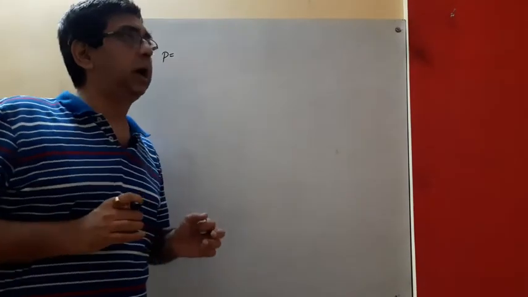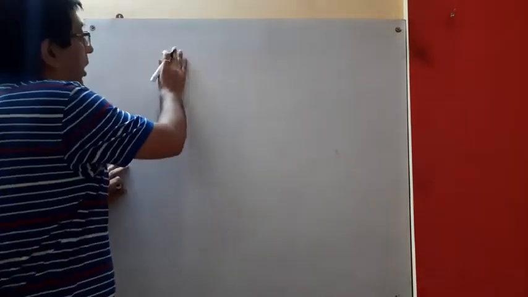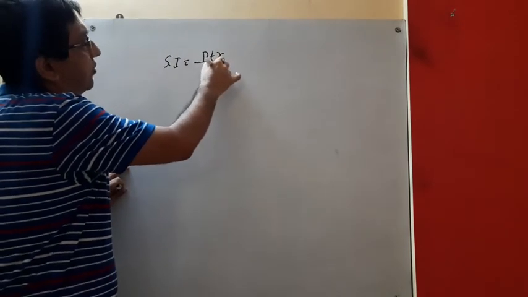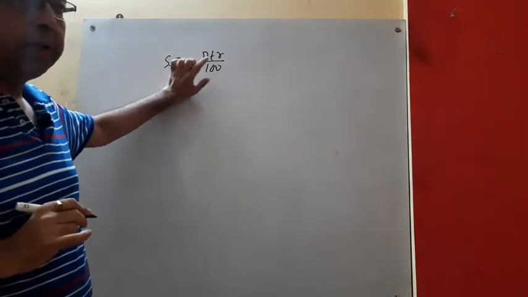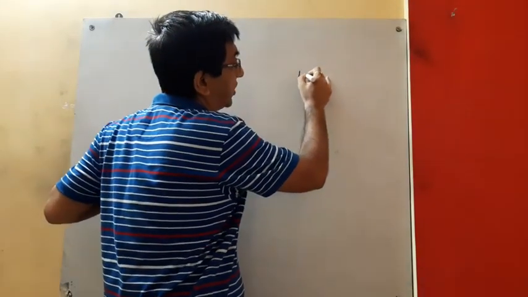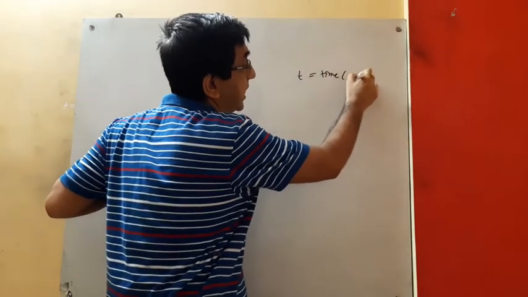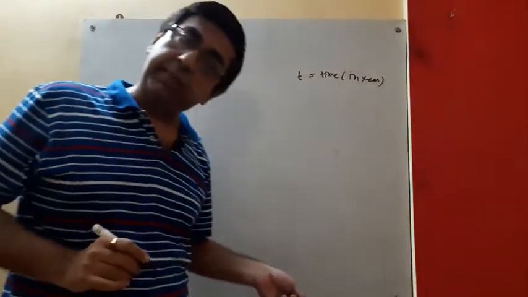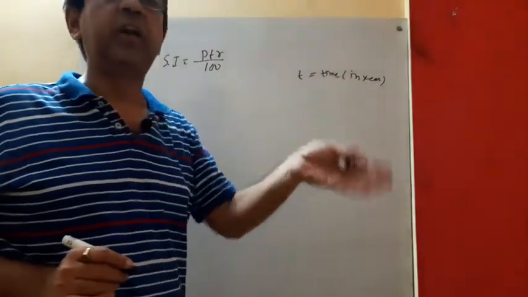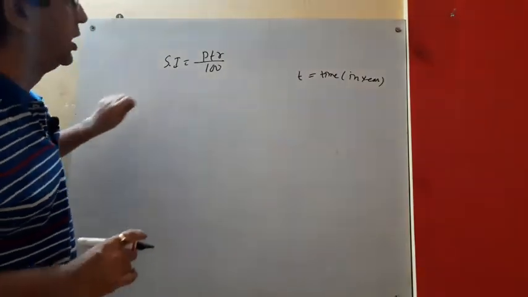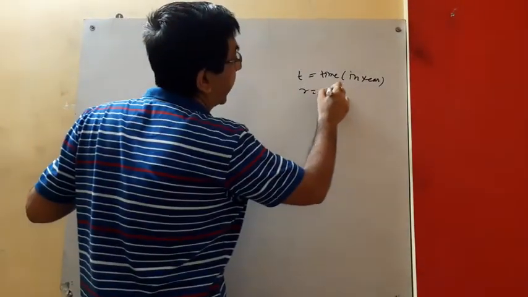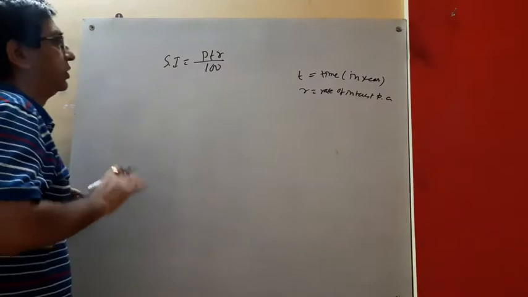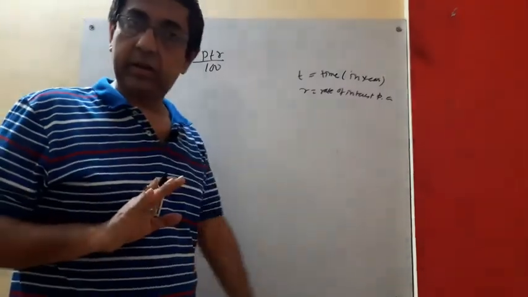The formula is SI, simple interest, equal to PTR by 100. P is principal, T is time, but time must be in years. If it is in days, you have to divide it by 365. If it is in months, you have to divide by 12. Then only you can use the formula. And R is rate of interest per annum. In this way you can calculate the simple interest.